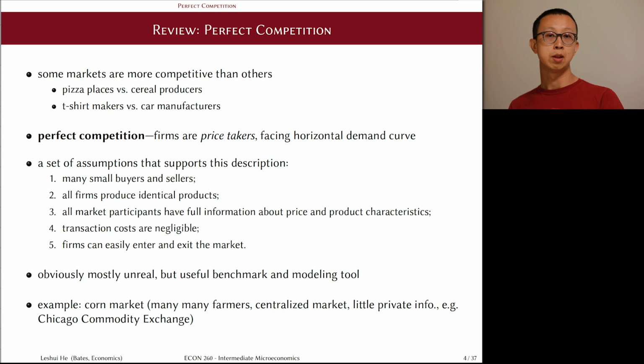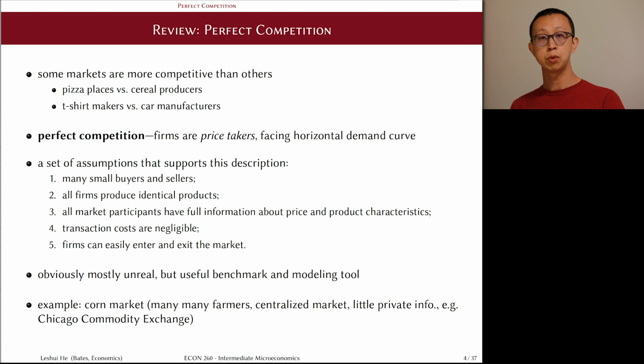Obviously, these assumptions are not realistic in most contexts. A rare example that matches well with this set of assumptions is the agricultural product market in the US. Many farmers and buyers purchase corn or soybeans in large quantities at a centralized market, such as the Chicago Commodity Exchange. The price on the market is updated and publicly displayed at a very high frequency, and there is very little uncertainty about the quality of the products.